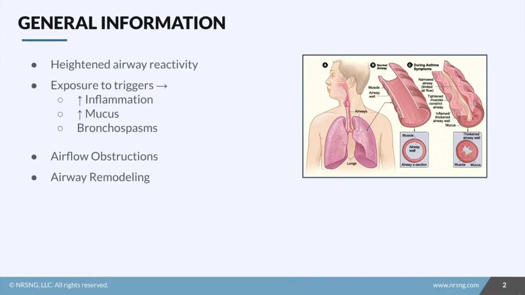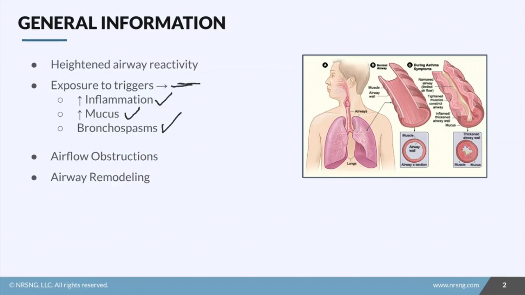Okay, so like I said, asthma is a chronic problem in the airways, and it's because the airways are heightened in their reacting. All this means is that when someone who has asthma has their lungs exposed to a variety of different triggers, their lungs actually overreact. They become inflamed, they have an increased amount of mucus, and they actually have bronchospasms that occur in the lungs.